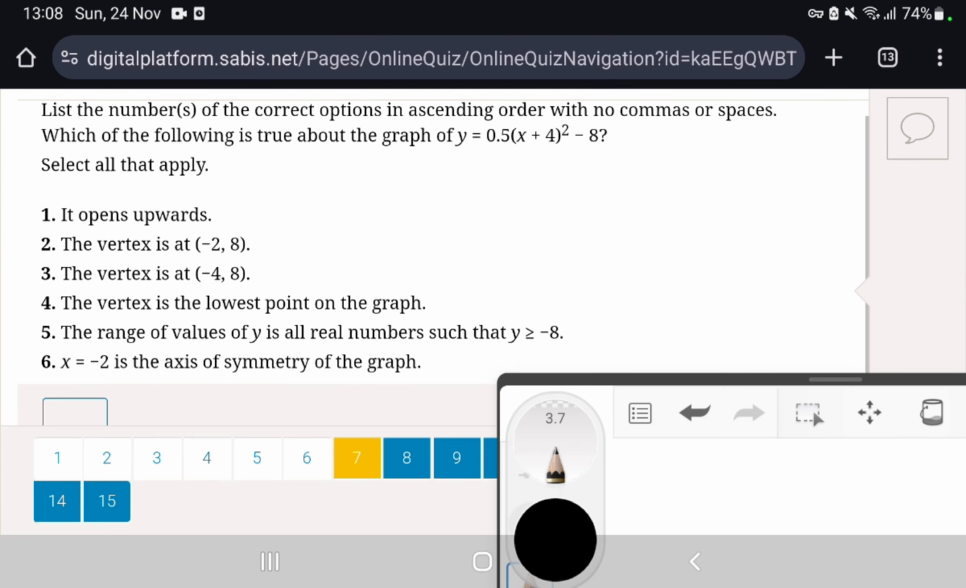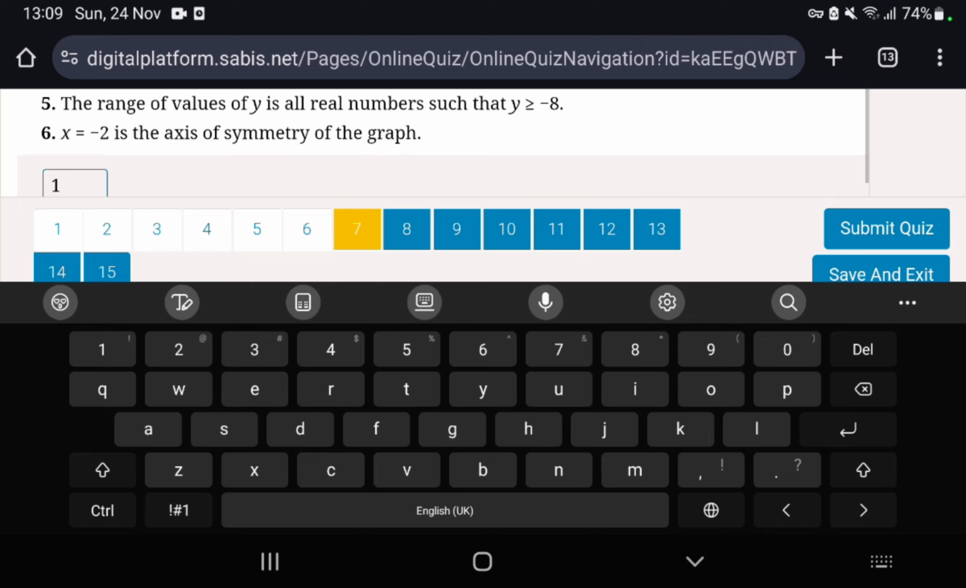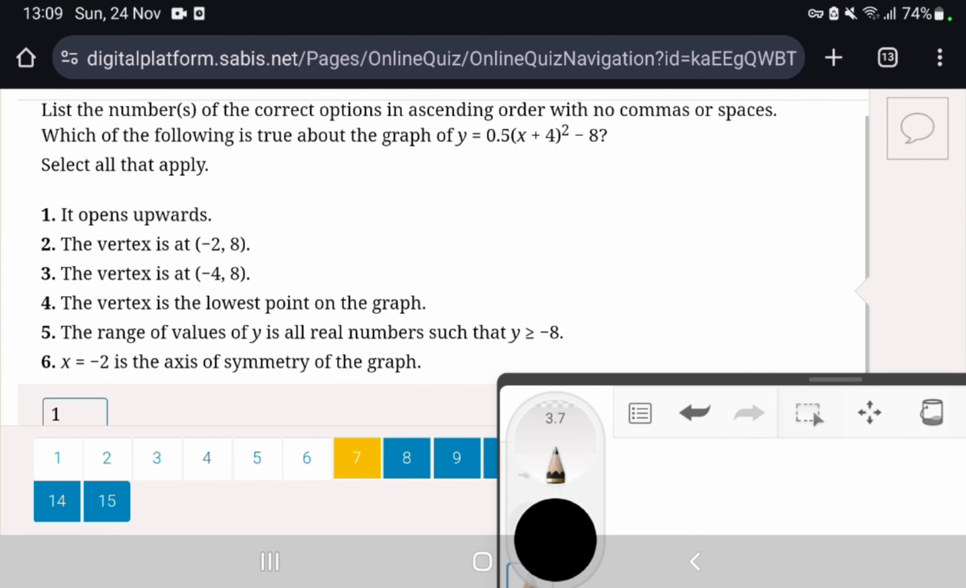For this one, we need to find out the properties. It opens upwards, so we put 1, because the first number, which is 0.5, is greater than 0. The vertex is not at -2, 8; the vertex is at -4, -8, because we need to put whatever is inside the parentheses equal to 0, which is x plus 4 equal to 0.